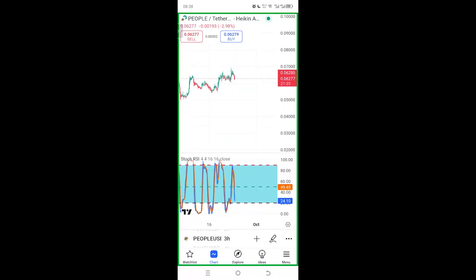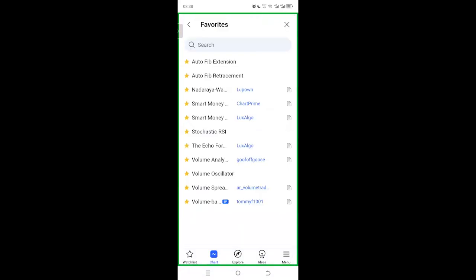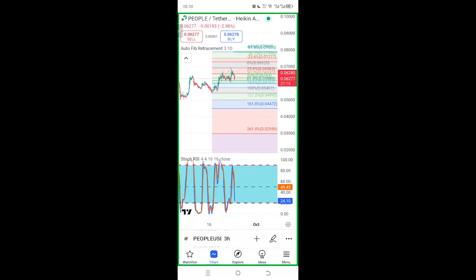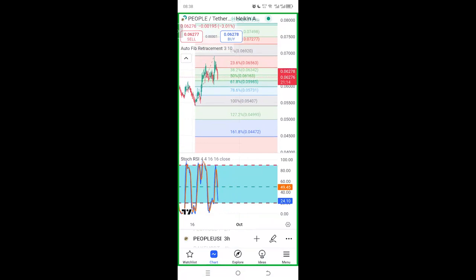Let me add another indicator. I'm going to come to my plus sign. I come to FX indicator. I look for auto fib retracement. I add it to my chart. I go back, you find that it is already in the chart. You see this?